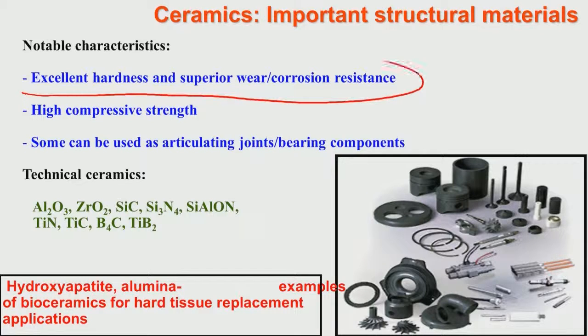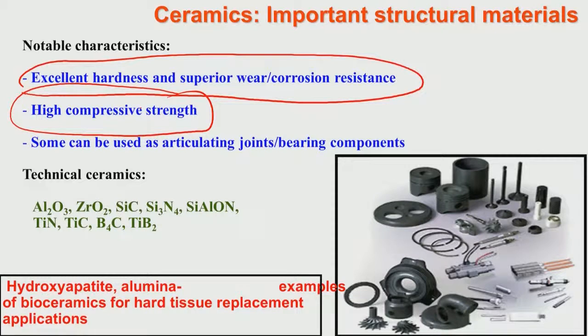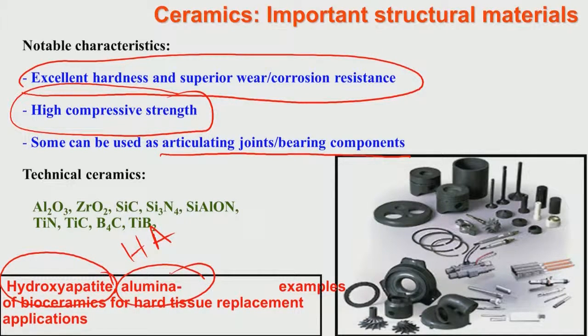Now, ceramics are one of the important material classes simply because they have an excellent combination of hardness and wear resistance properties, and a large compressive strength. It is an unprecedented compressive strength, much higher than that of the metals, and it can be used as articulating joints and bearing components in combination with polymers and metals as well. Some popular examples of bioceramic materials: hydroxyapatite, HA, which is quite widely used, and alumina, which can also be used for biomedical applications.